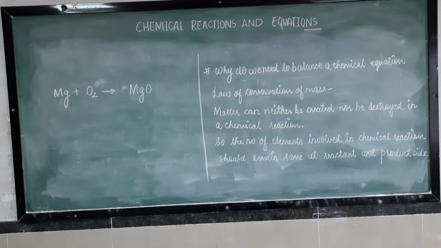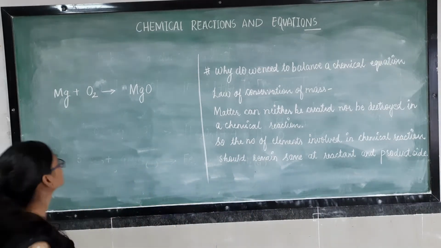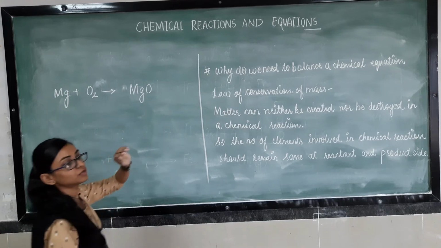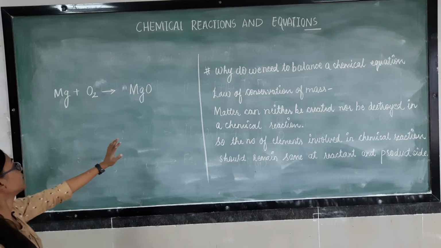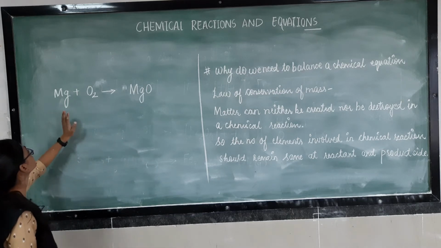Now we will see one more example to balance a chemical equation. This example we have seen earlier. Mg plus O2 gives MgO. It is a common example, or a small equation, so we can balance this without making a table. So let us see here.